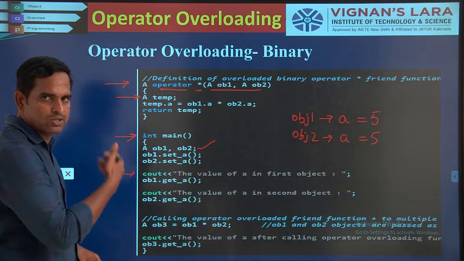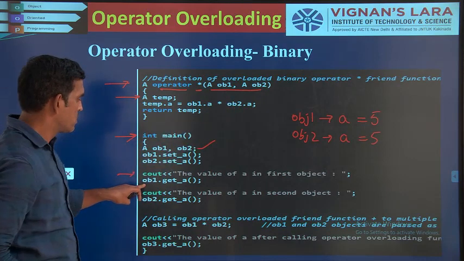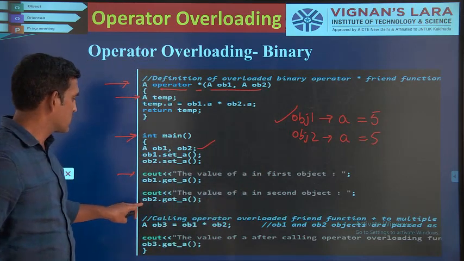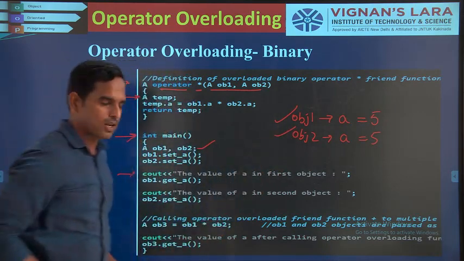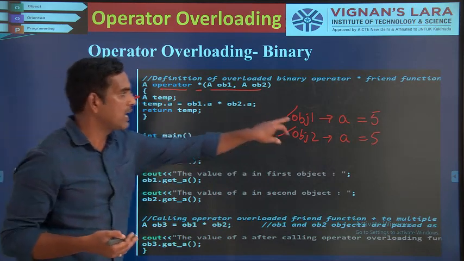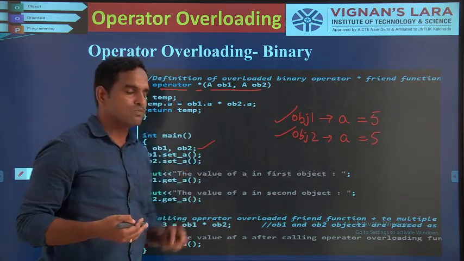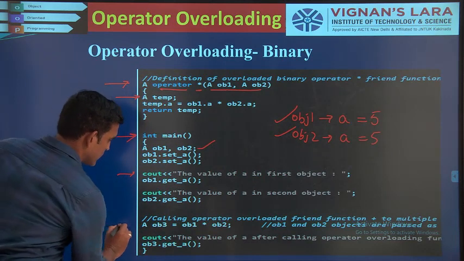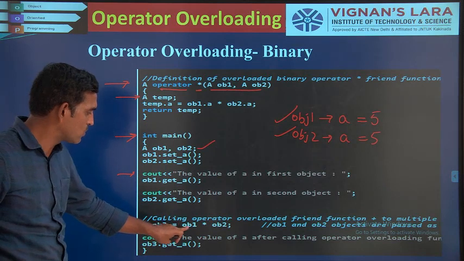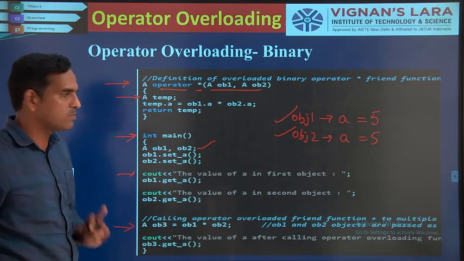Next, what am I doing? First we will print those values. Object 1 dot get a means it will print this value, and object 2 dot get a means it will print this value. I am just printing, before performing the multiplication, what the values of object 1's a and object 2's a are. After that, I am taking another, third object: object 3 is equal to object 1 into object 2.